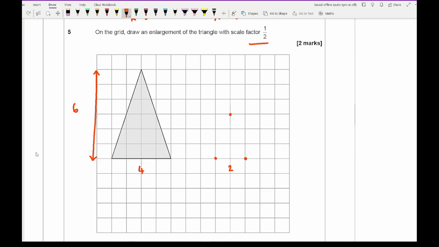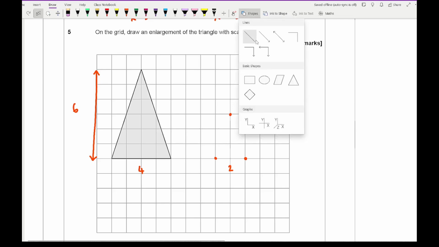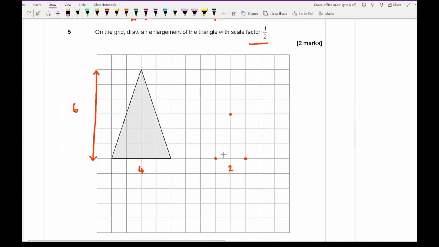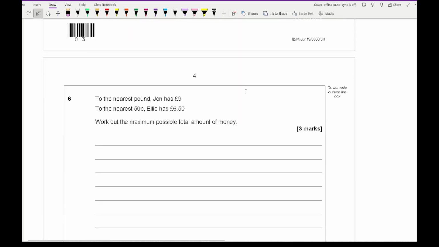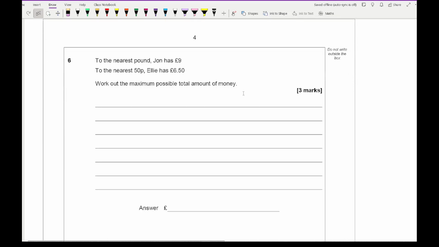Then all I need to do is use a ruler, which is probably going to take me longer than actually doing this question, particularly trying to do it as neatly as possible. So, to be fair, I'm just going to do it freehand, like so.